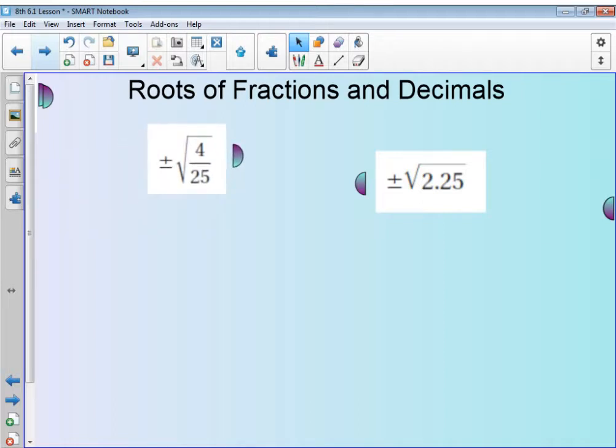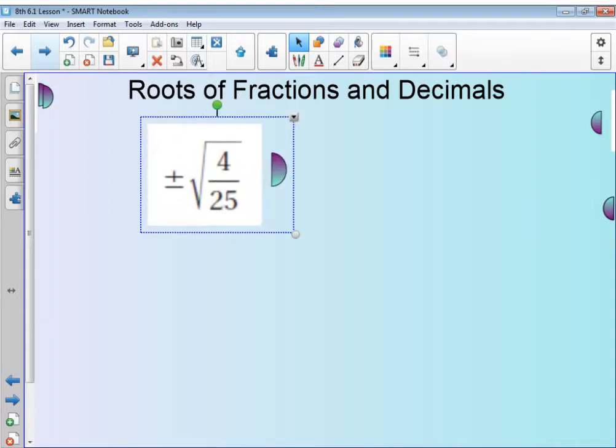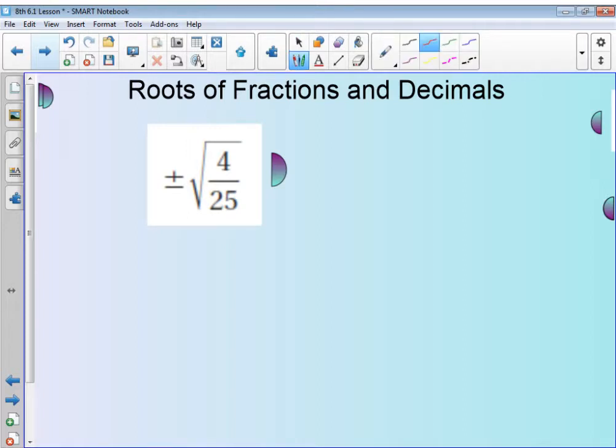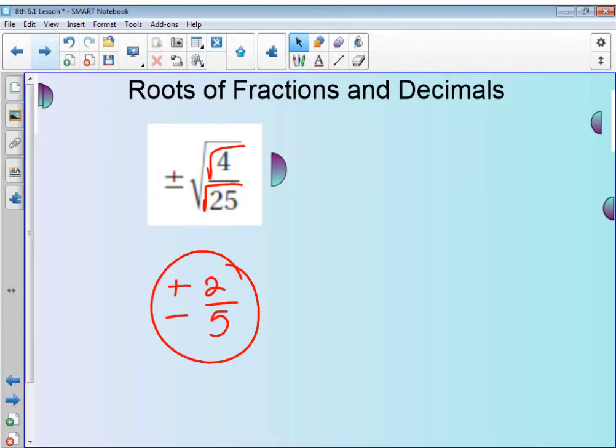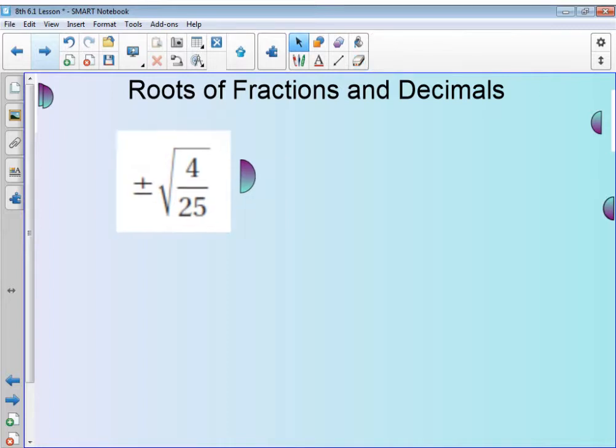Okay, I want you guys to try this one independently. So you've got the positive and negative square root of 4/25. So remember, you can break that down into the square root of 4 over the square root of 25. Go ahead, pause your video and work through this one. You should have gotten a positive and a negative of 2/5. Okay, so that's working with those square roots of rational numbers.